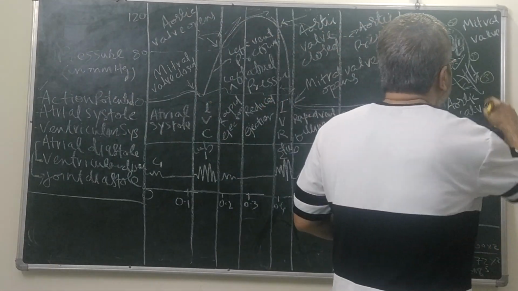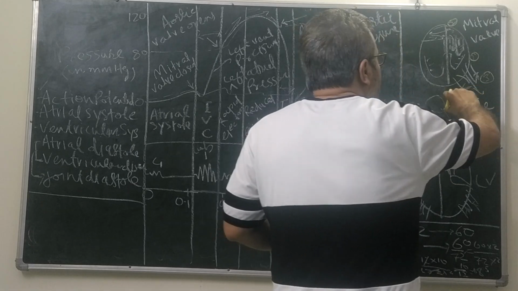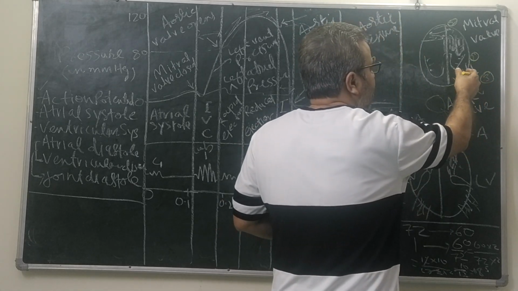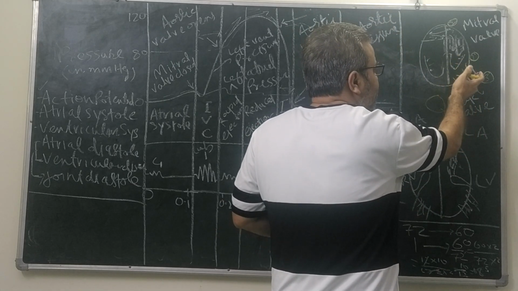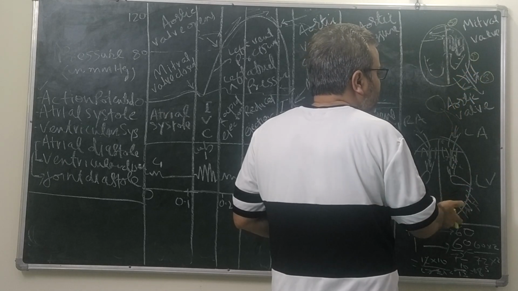Now you must ask, what is this aorta? As I have said earlier, the ventricle is joined through the aorta to the body.